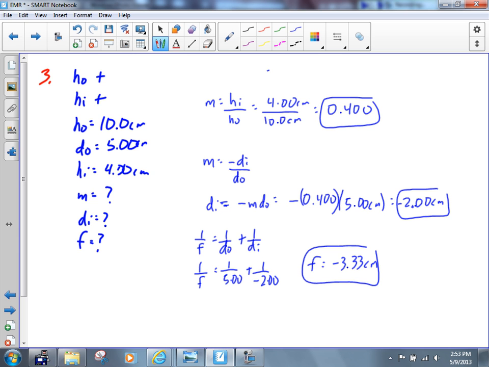What about the characteristics now? Larger, smaller, same size. Well, the image is 4, the object is 10, it's going to be smaller. Upright or inverted? HI is positive, HO is positive. They're both upright. And finally, is it real or virtual?